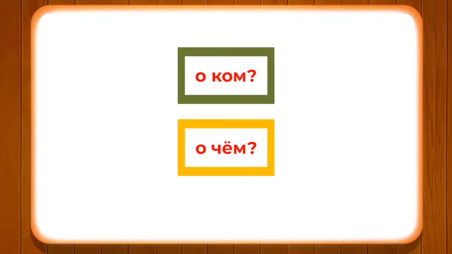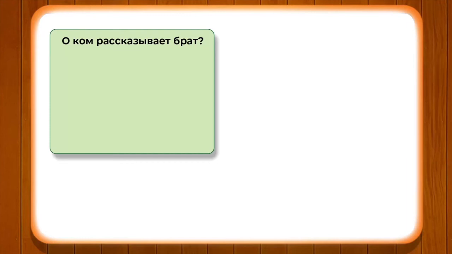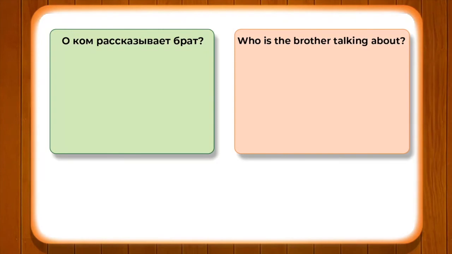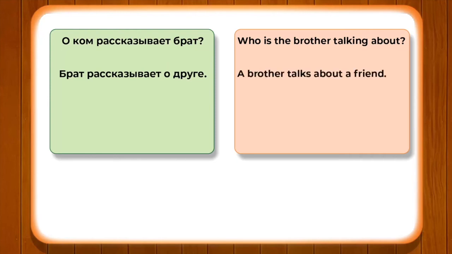Okay, alright, now let's go ahead and pay attention to some of the questions, and we will see how we use both the constructions о ком and о чём in order to have a clear understanding. So here we have the question: о ком рассказывает брат? We have seen the meaning of the verb рассказывать, which means to narrate. О ком, about whom the brother is narrating. Брат рассказывает о друге, he is talking about a friend, друг.